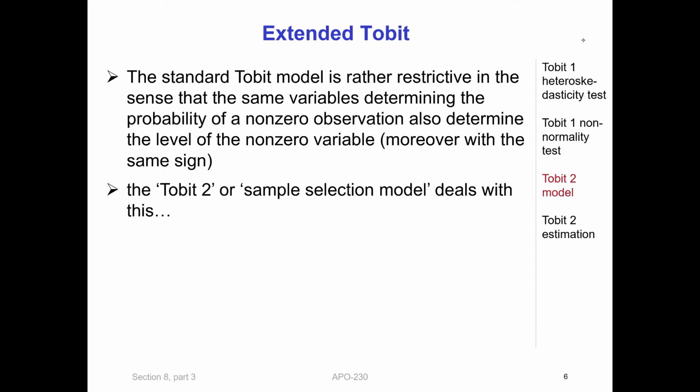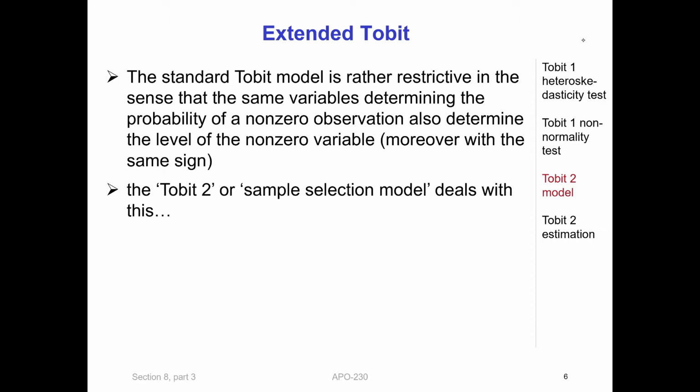Like we said briefly in the previous live session, the standard Tobit, or Tobit-1, is rather restrictive in the sense that the very same set of explanatory variables explain the probability of a zero, or you could also say the probability of a non-zero observation, because those two are just counterparts of one another, right? And then later, it will also appear in the part to explain the level of the non-zero variable. You can see this in the log likelihood function.